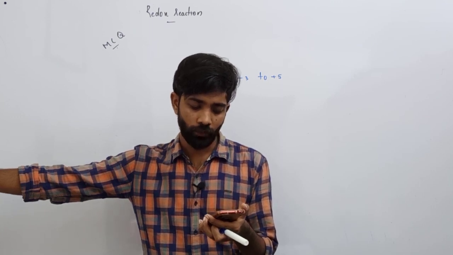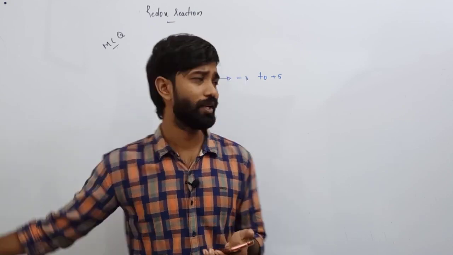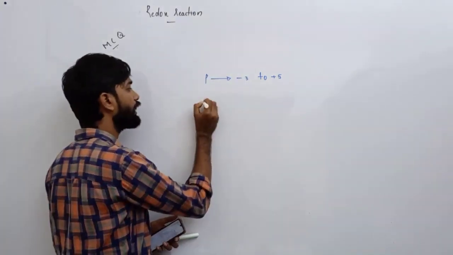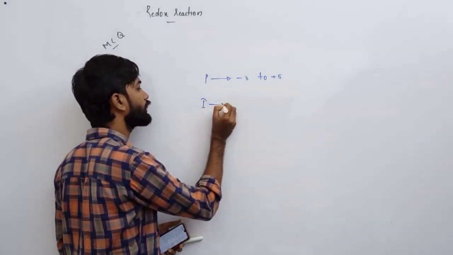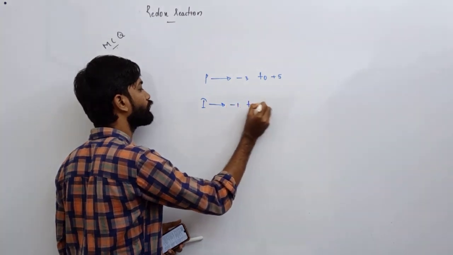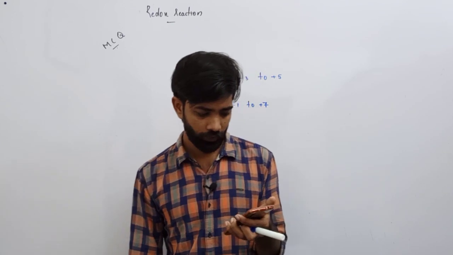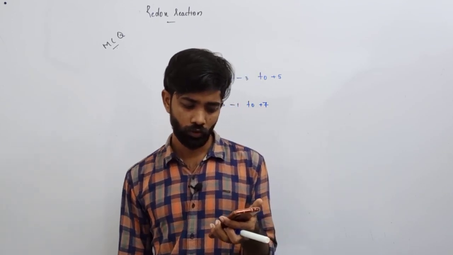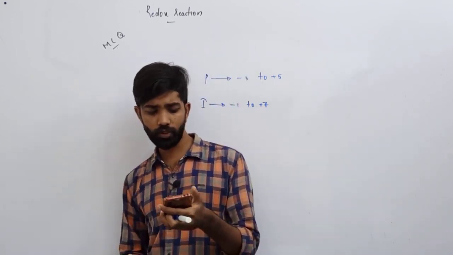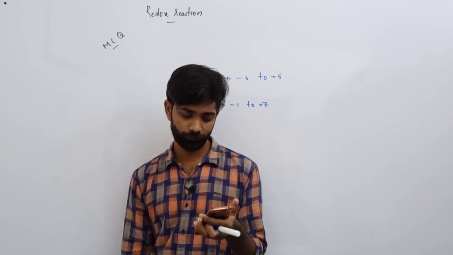Moving to the third question. The oxidation number of iodine varies from... Same type of question. Iodine is a halogen, so halogens except fluorine all have a variation of oxidation number from -1 to +7. So the choice for the third question, -1 to +7, is 2.